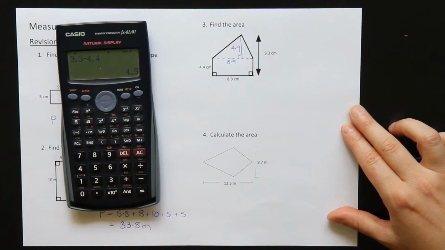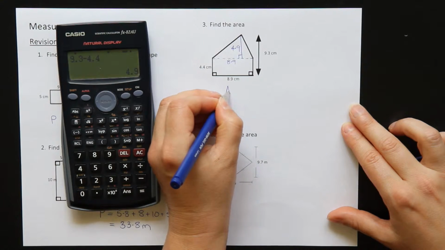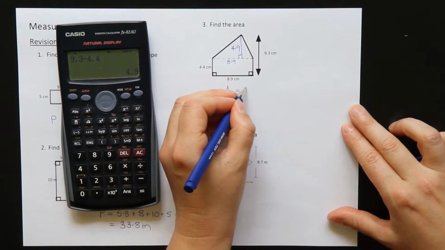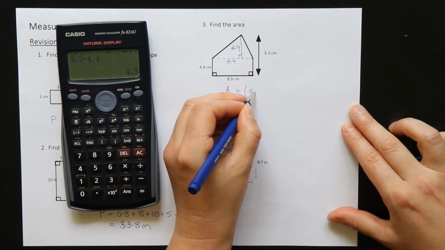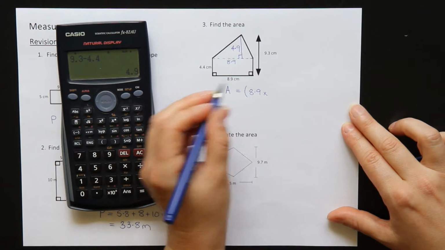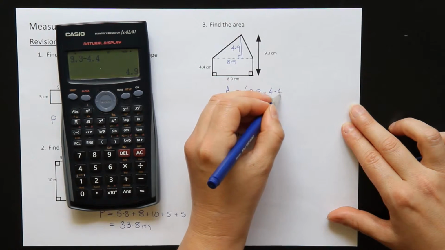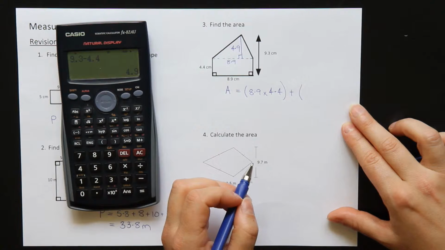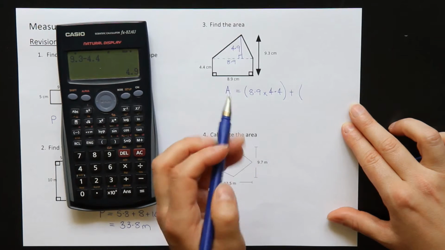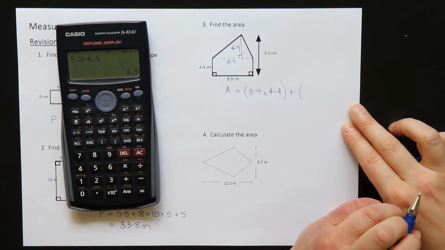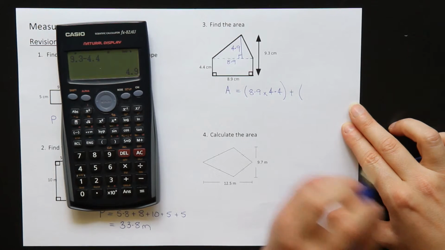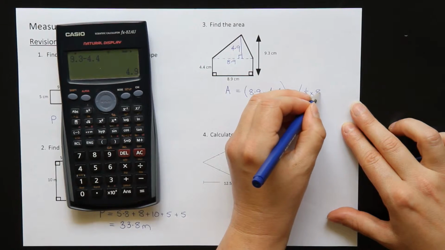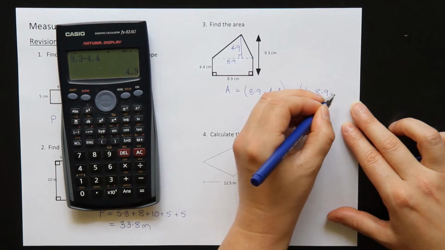Okay, now we are ready to calculate the area. Area is equal to the rectangle, the formula for a rectangle is the base times the height, which is 8.9 times 4.4. Then we want to add to that the area of the triangle. The triangle has a base of 8.9 and a height of 4.9, but the formula for a triangle is half the base times the height.